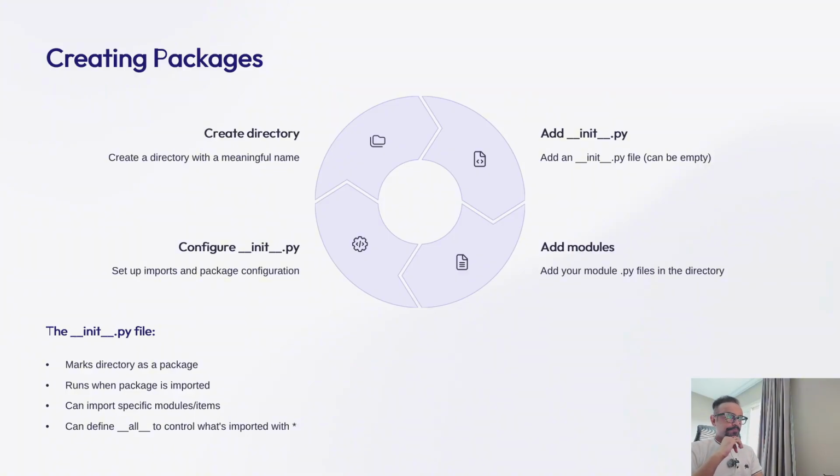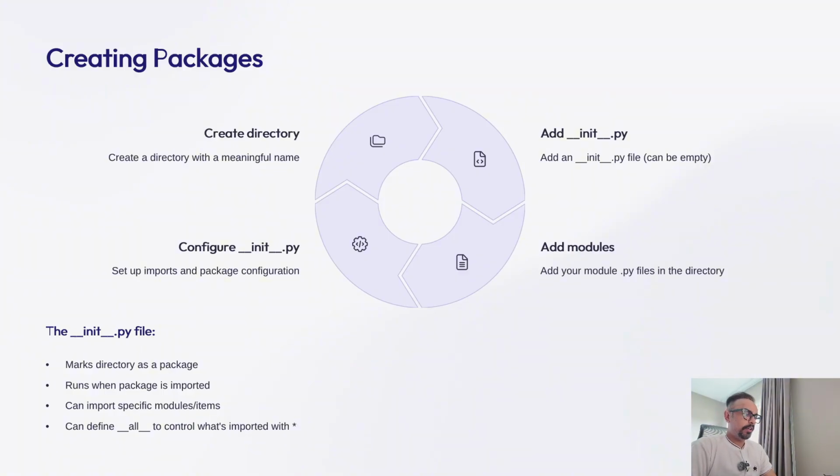Then you add your module files. Right at the start of this tutorial, we created math_util.py. That was one of our module files, right? But you can add multiple module files as part of this specific directory, which we will be doing soon. And the init.py file serves several purposes. It runs when the package is imported. You can import specific modules or items to make them available at the package level itself. You can also define __all__, which controls what's imported with the from package import star syntax. You can also add package-level attributes like version numbers.